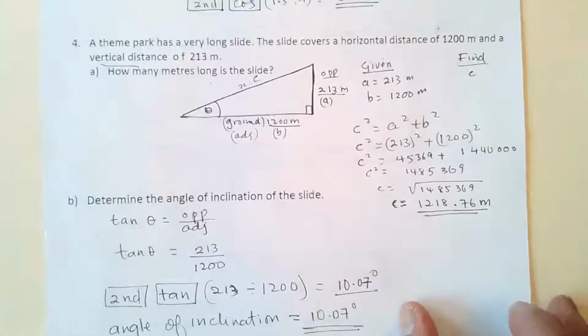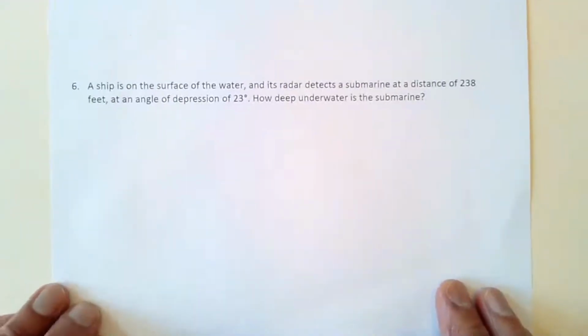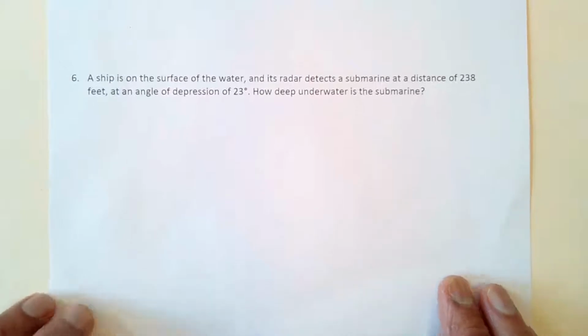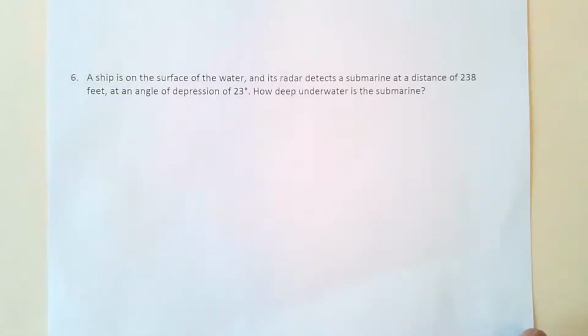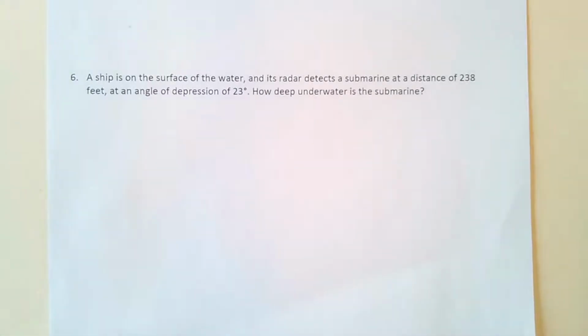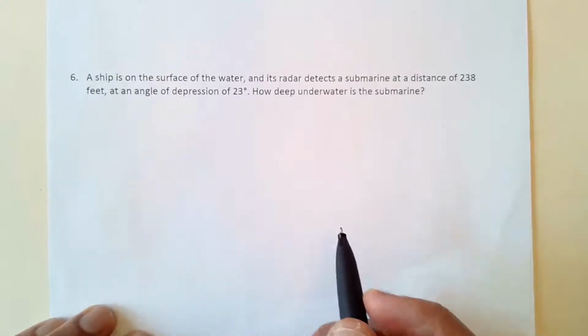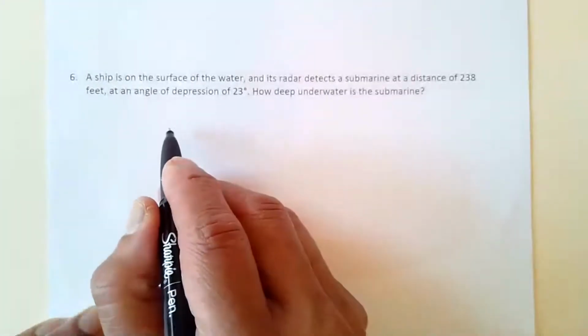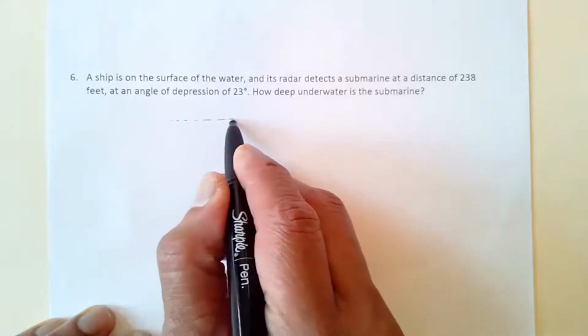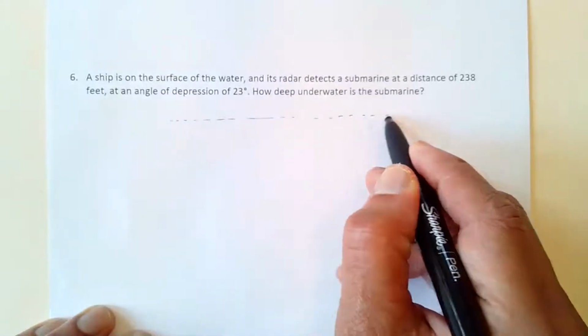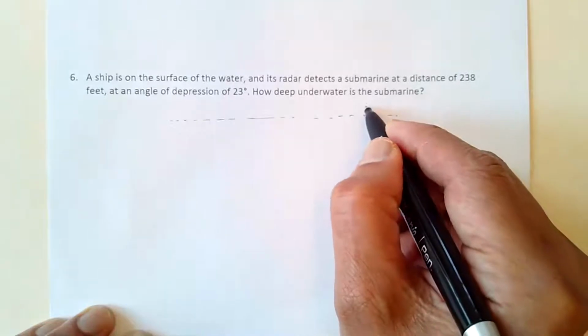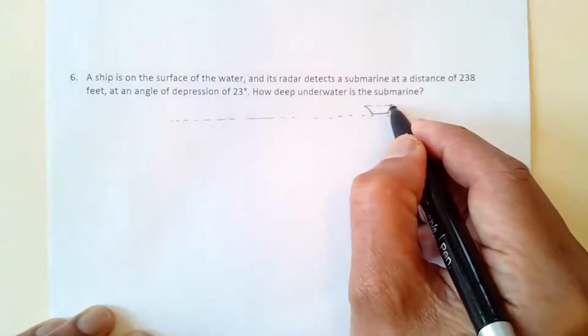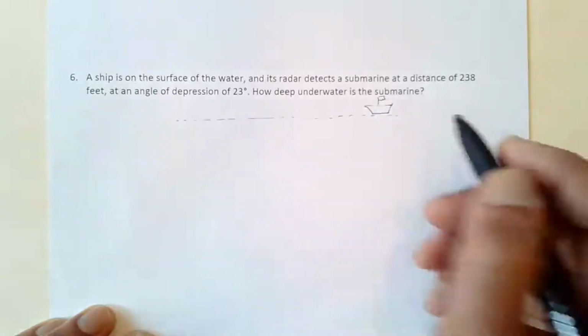Okay, we'll go on to question 6. We'll skip question 5. This is a little bit tricky one. In question number 6, we have a submarine, and we have to find the depth underwater. But here we have a ship on the surface of the water. Let's see, this is the surface of the water, and we have a ship up here. They have a nice flag there. So the ship here.